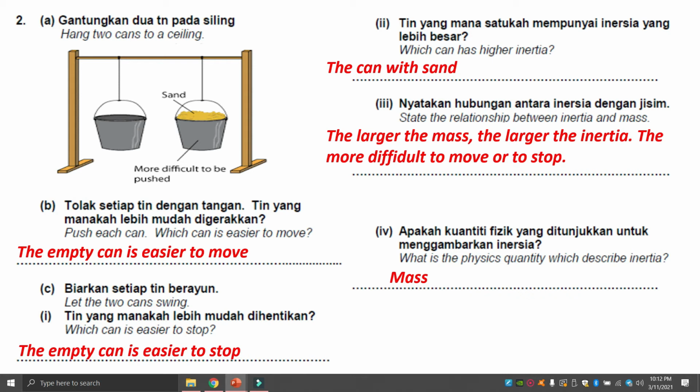Sometimes the question doesn't ask you the meaning of inertia. They ask you to state the first law of Newton. So you have to remember, the first law of Newton is actually inertia. So you just give the meaning of inertia for Newton's first law.